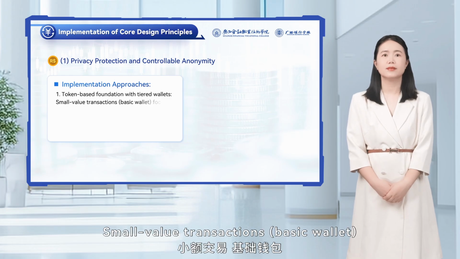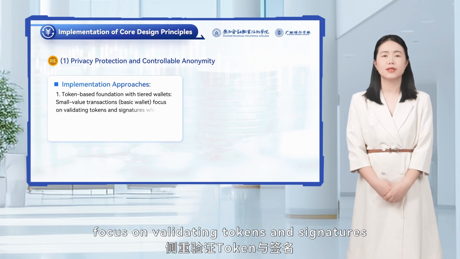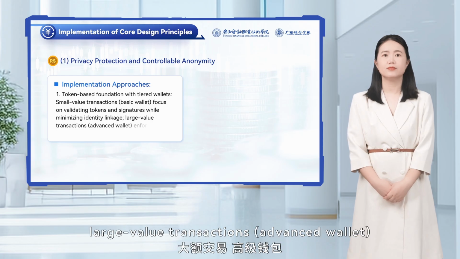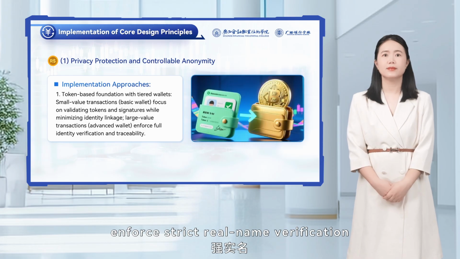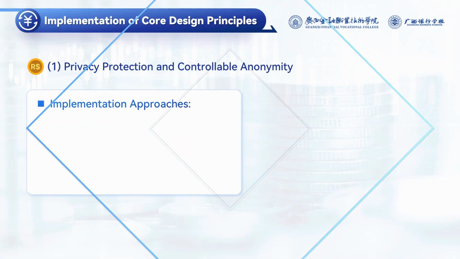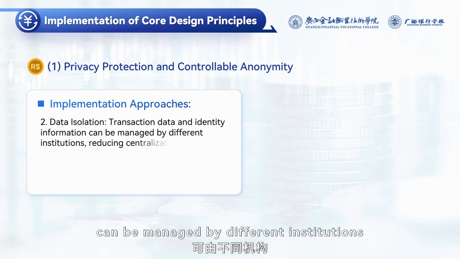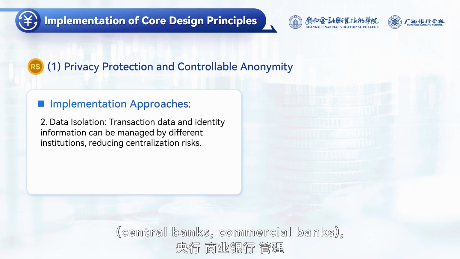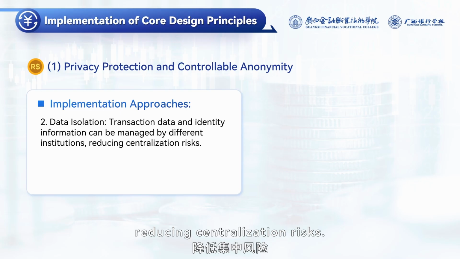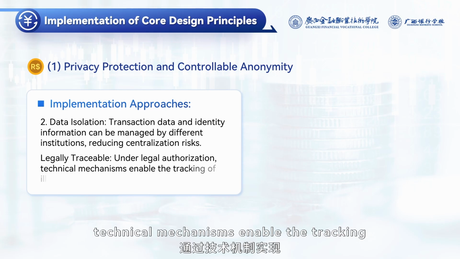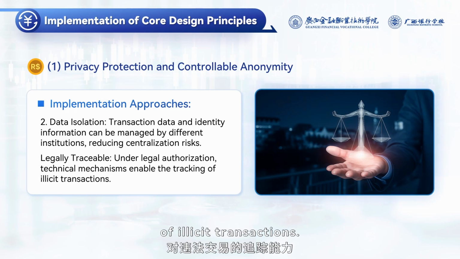Small value transactions, basic wallet, focus on validating tokens and signatures, while minimizing identity linkage. Large value transactions, advanced wallet, enforce strict real name verification with full traceability. 2. Data isolation. Transaction data and identity information can be managed by different institutions, central banks, commercial banks, reducing centralization risks. Legally traceable under legal authorization. Technical mechanisms enable the tracking of illicit transactions.